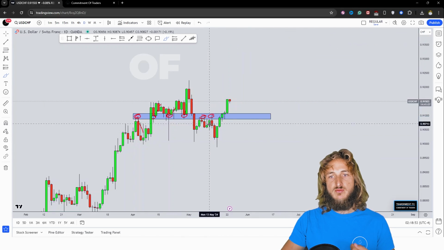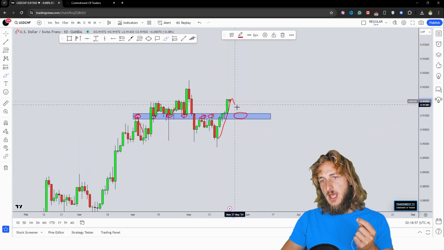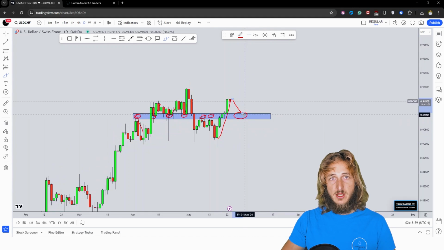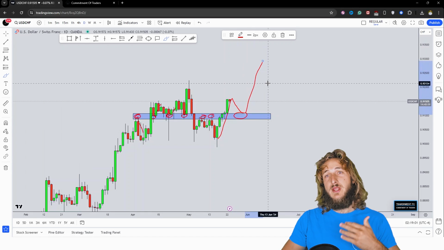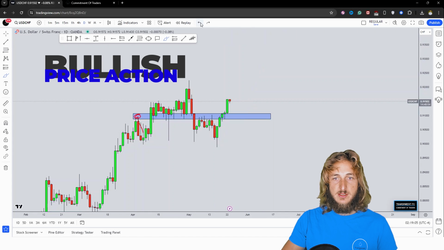Now, the market has broken back above the zone. So this previous resistance is now turned support, and we could expect a potential test of this previous resistance turned support and then a potential rejection to the upside away from this level.